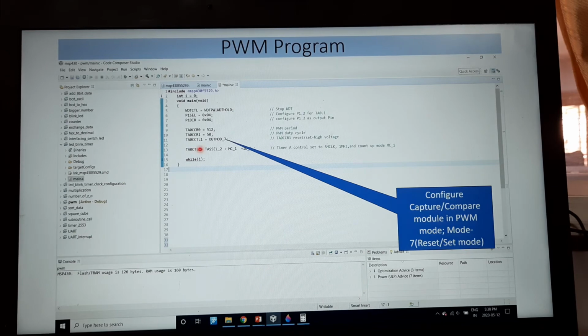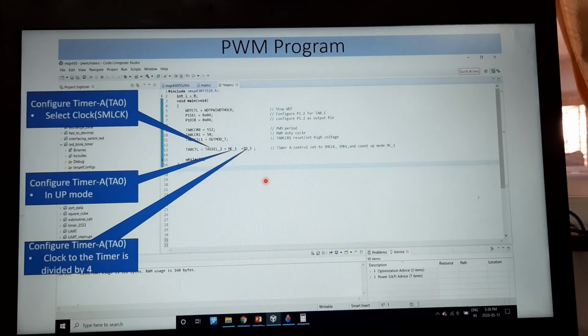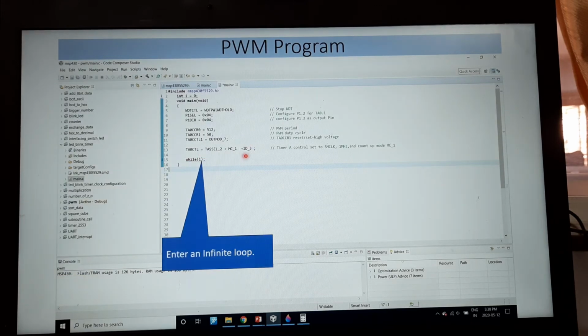I'm configuring mode 7 in the timer 0 capture compare module, that is reset/set mode. Then I need to configure timer TA0. I selected SMCLK, mode 1, that is up mode, and clock divided by 8. Once I do that, if I start the timer and stay here infinitely, the timer will start and keep on incrementing.